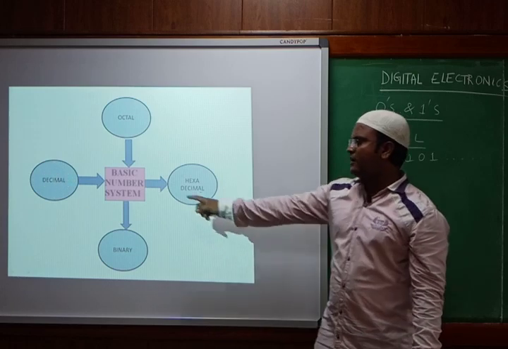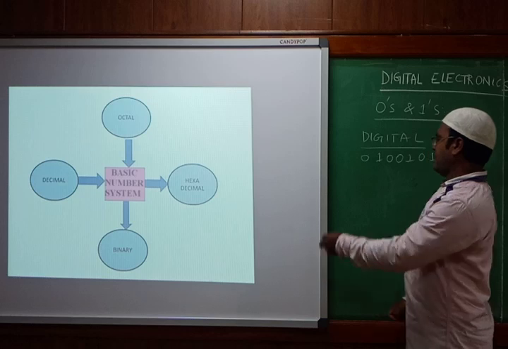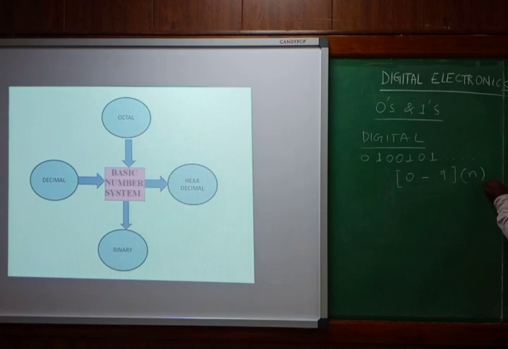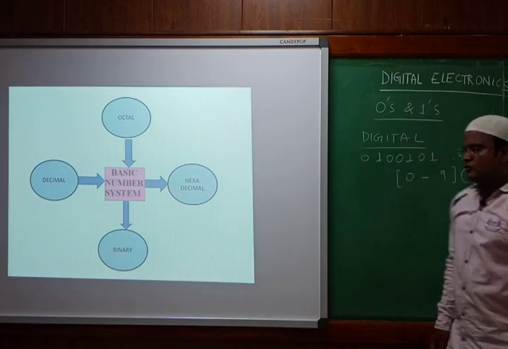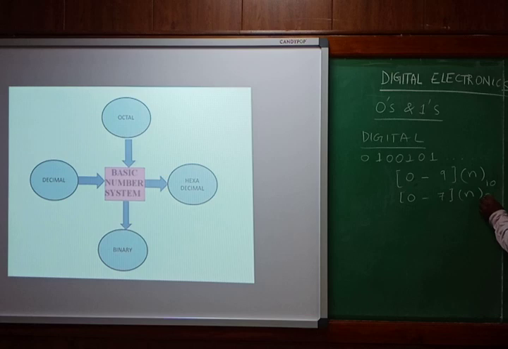First, decimal. Decimal means the numbers ranging from 0 to 9, and any number N has the base 10. The next one is octal. What does octal mean? The numbers ranging from 0 to 7, any number with the base 8.